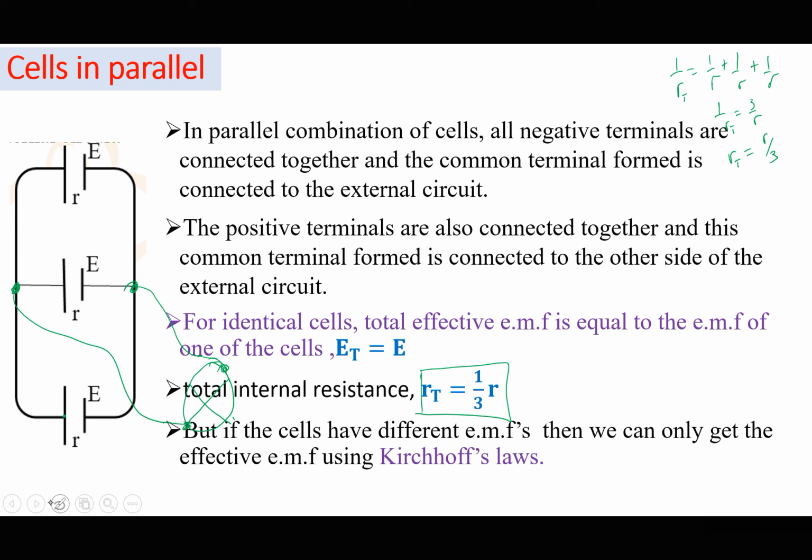If the cells have different EMFs, we cannot use this analogy that I've just considered. Then we can only get the effective EMF using Kirchhoff's laws. So if these cells are not identical, then we can get the effective EMF using Kirchhoff's laws, which we are going to explore in lesson 6. Okay, that is a combination of cells.